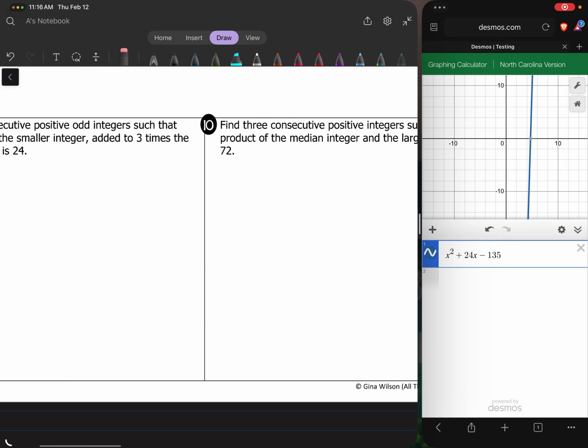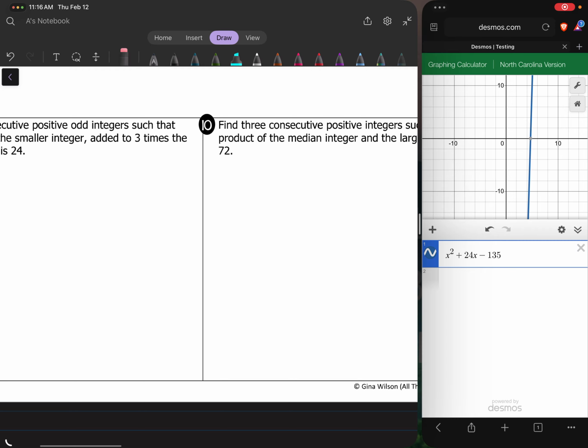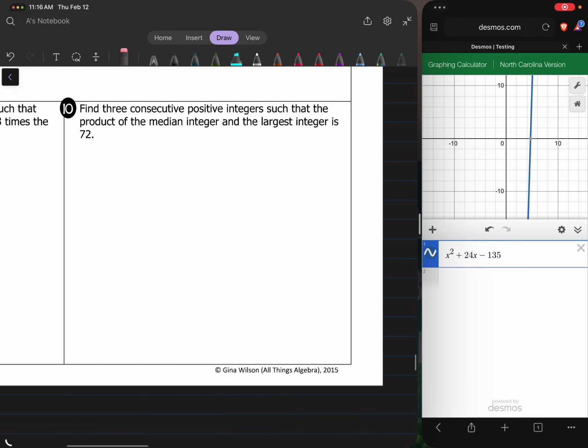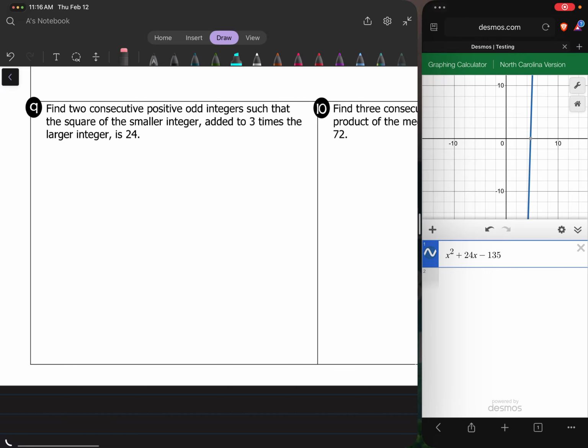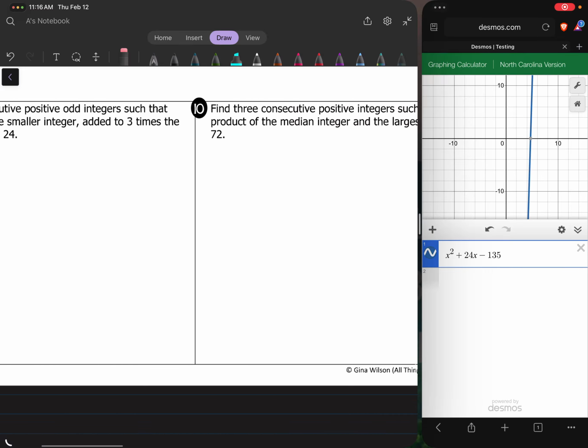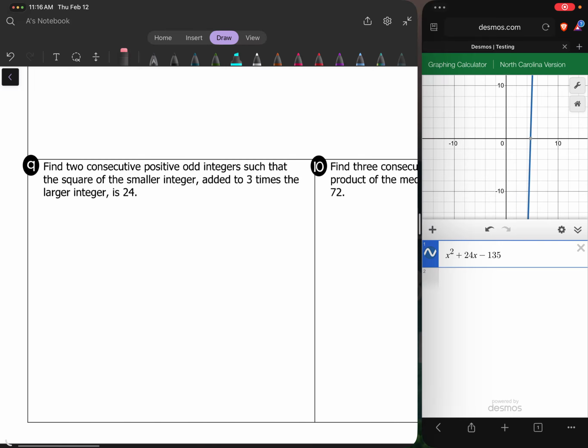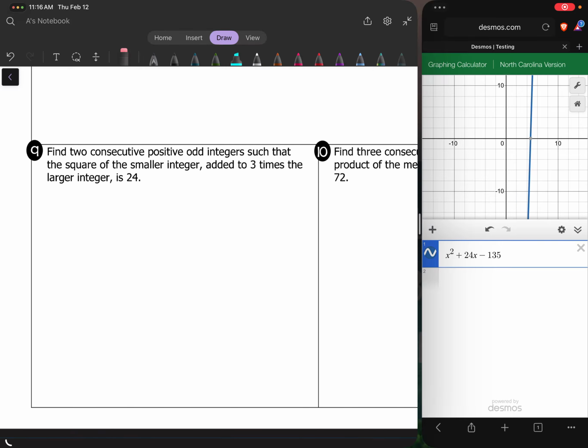Numbers 9 and 10. I think I'm going to do number 9 and let you do number 10. Find two consecutive positive odd integers such that the square of the smaller integer added to 3 times the larger is 24.